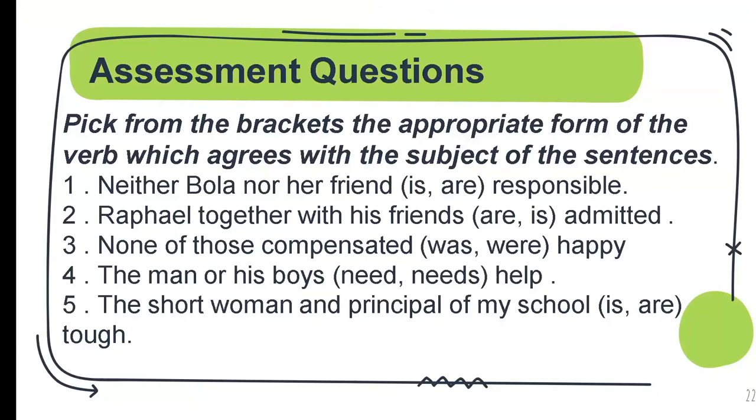Now, let's go back to the previous slide. That's the 4th question. The man or his boys? Josephine, you didn't get that right. Abe, you didn't get that right too. Remember I explained to you the rule of proximity when we discussed, I think, rule 5. The man or his boys? In this case, his boys is plural. And so it is what would determine the verb that we will use. So it will be the man or his boys need help, not needs help.